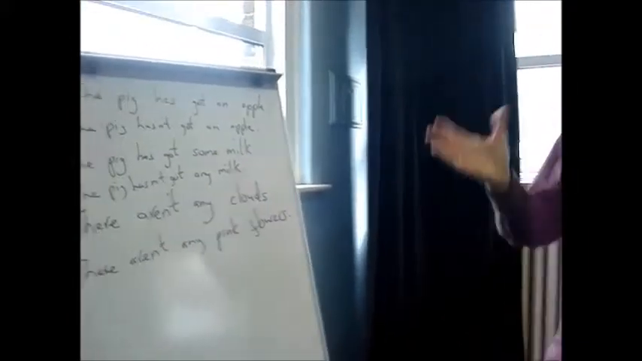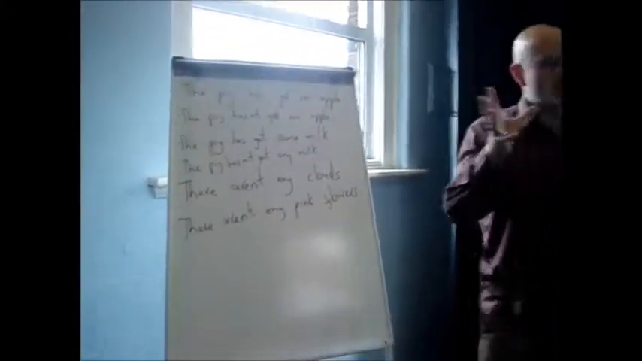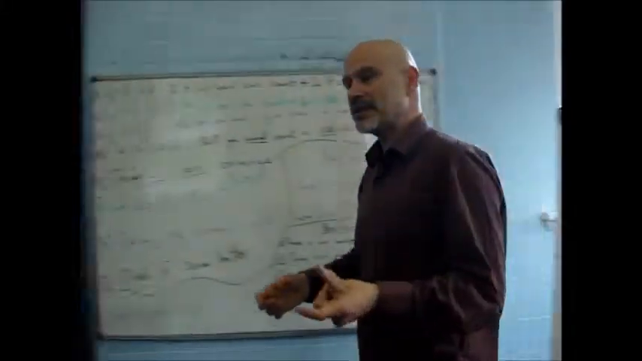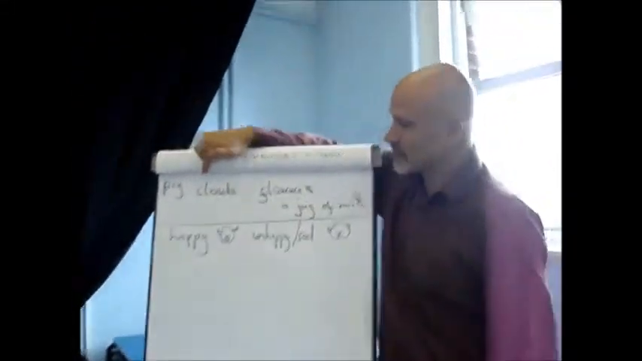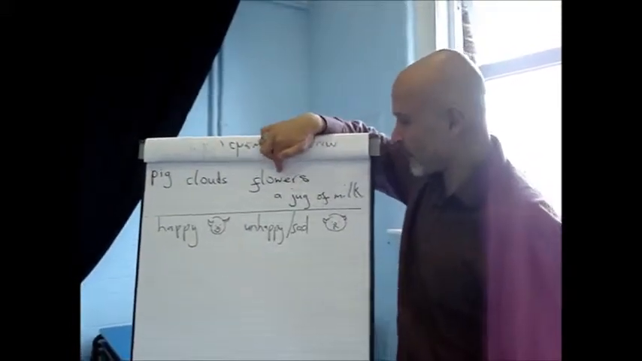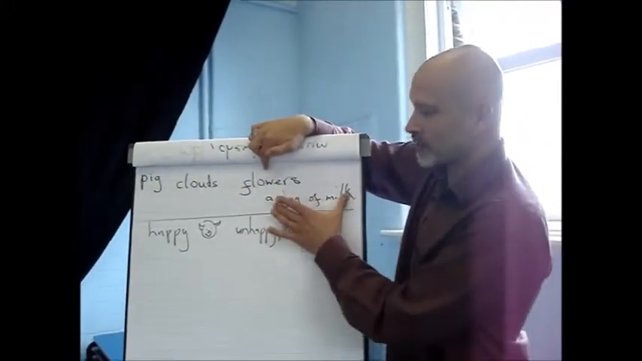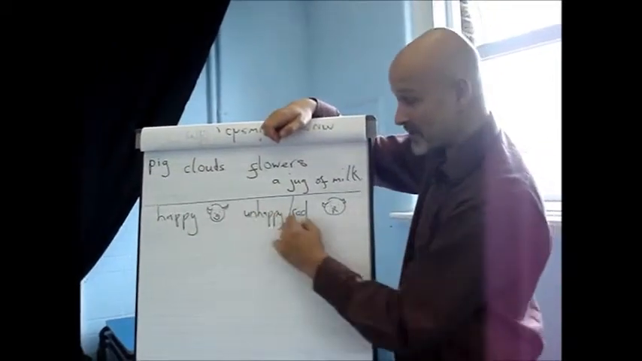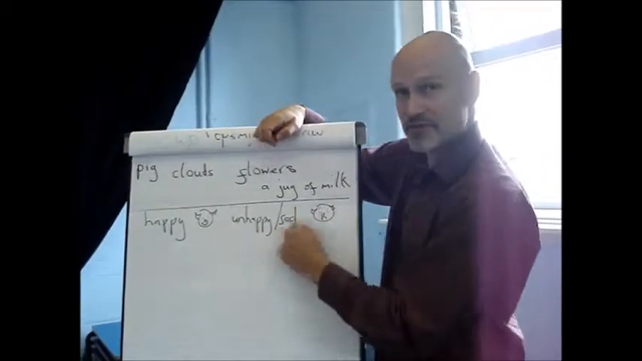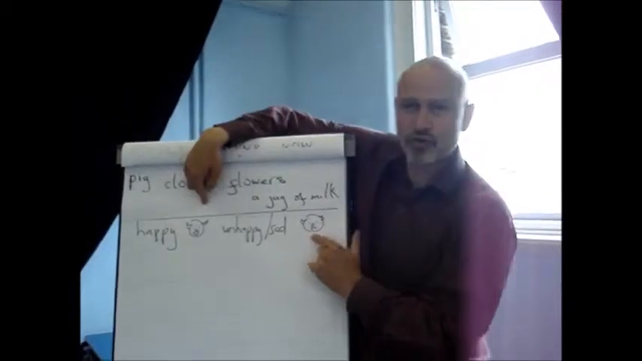So we were really looking at all of this today, trying to remember about the verb to be. We looked at some spelling problems like pig, clouds, flowers, a jug of milk, and the difference between happy and unhappy. And unhappy and sad are the same. These are my bad drawings.